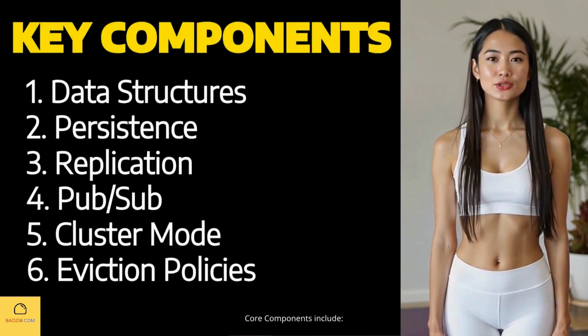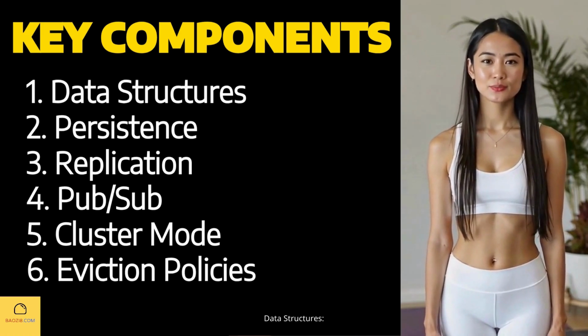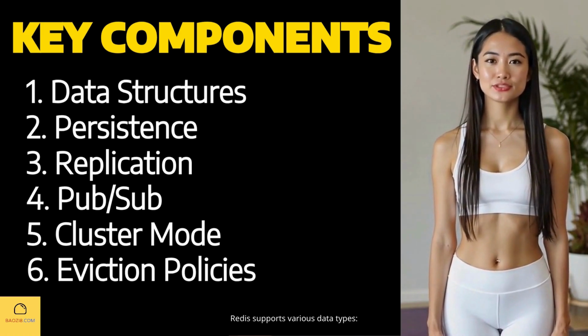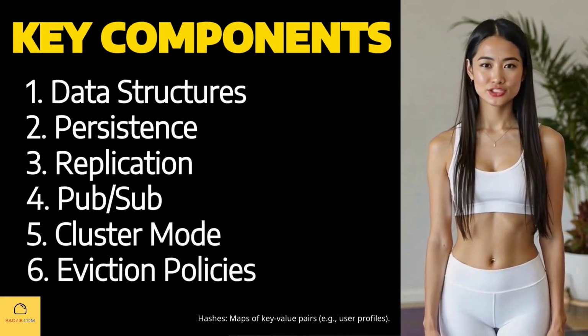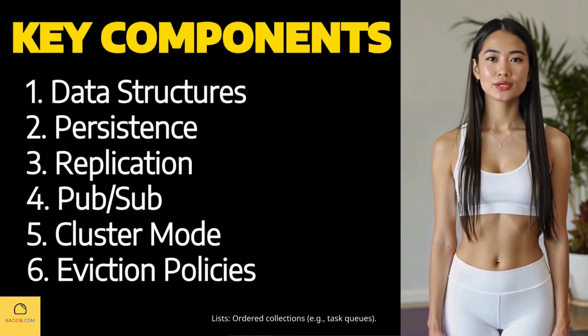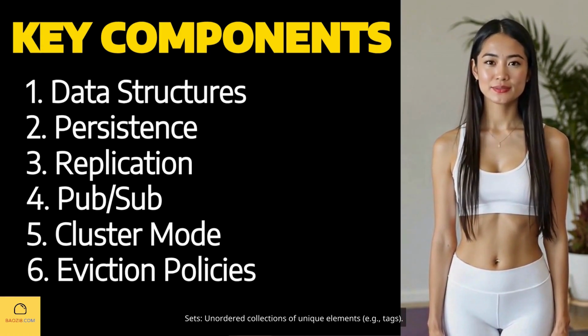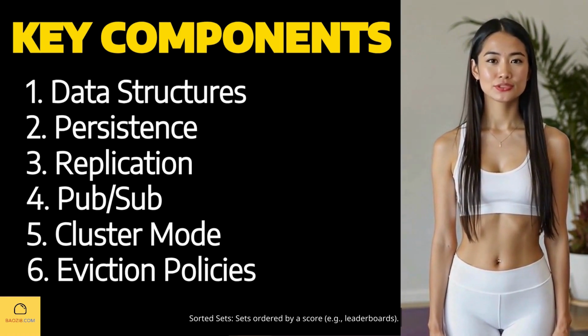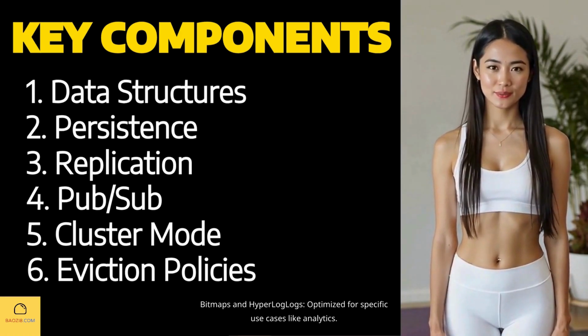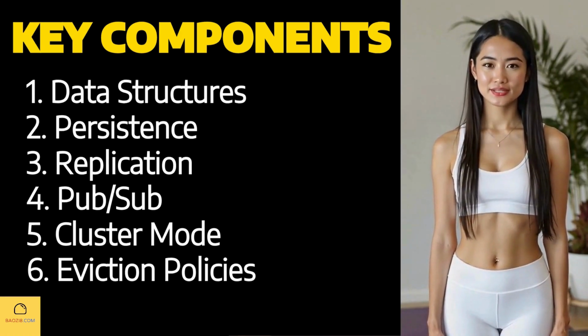Core components include 1. Data structures. Redis supports various data types: strings, basic key-value pairs, e.g. storing user sessions; hashes, maps of key-value pairs, e.g. user profiles; lists, ordered collections, e.g. task queues; sets, unordered collections of unique elements, e.g. tags; sorted sets, sets ordered by a score, e.g. leaderboards; bitmaps and HyperLogLogs, optimized for specific use cases like analytics.